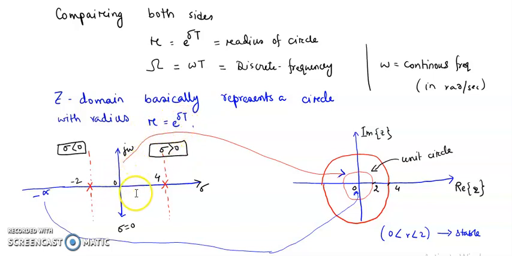If the Laplace transform is given by this representation, where we have two poles at sigma equal to -2 and sigma equal to 4, then we can show the Laplace transform S plane like this, and the corresponding Z transform representation in the Z domain will be like this, where the pole at sigma equal to 2 corresponds to a circle with radius r equal to 2, and the pole at sigma equal to 4 corresponds to a circle with radius r equal to 4.